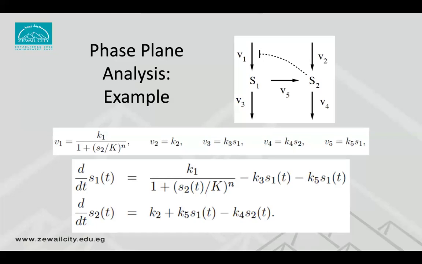So differential equations, we have first order reactions. So we remember we have an inhibitor. This S2 is an inhibitor. And so we set our equations.